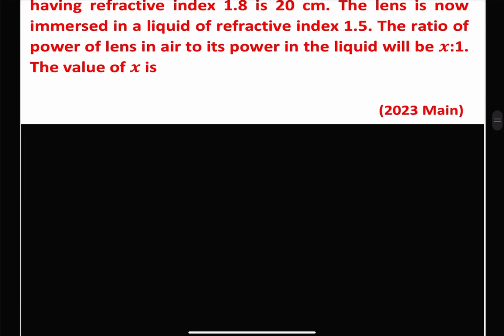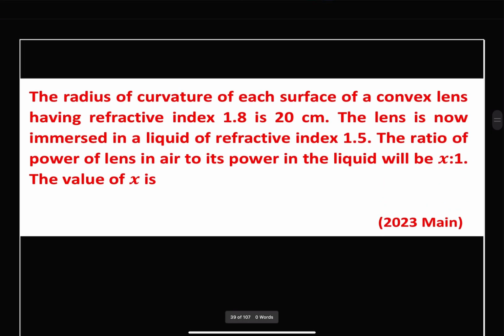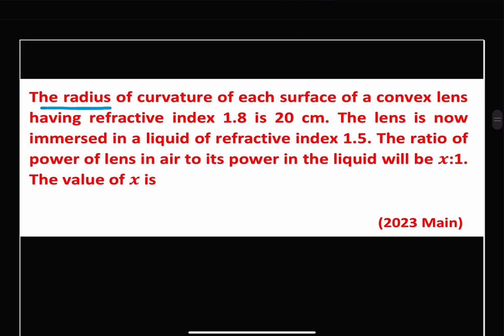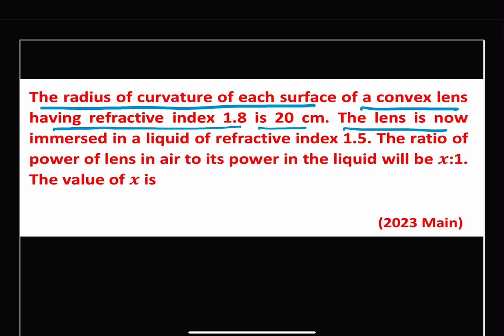Next question, and it states that the radius of curvature of each surface of a convex lens having a refractive index 1.8 is 20 centimeter. The lens is now immersed in a liquid of refractive index 1.5. The ratio of power of the lens in air to its power in the liquid will be x is to 1. The value of x is?